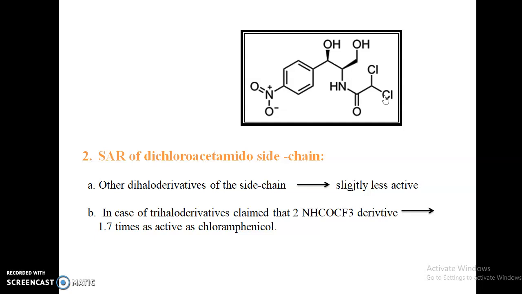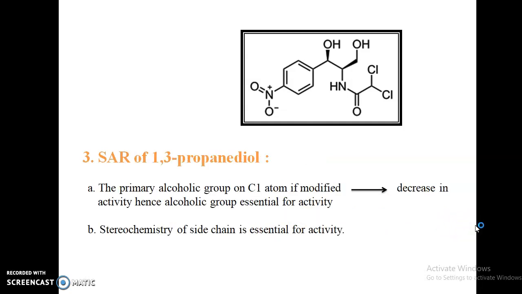In the case of trihalo derivatives, if we substitute trifluoro, where tri means three and halo means halogen atoms, which may be fluorine, chlorine, etc., then the NHCOCF3 trifluoroacetamide group derivative, in place of the dichloroacetamide, gives activity 1.7 times as active as chloramphenicol. This is our second part. Now we are going to see the third part of SAR.